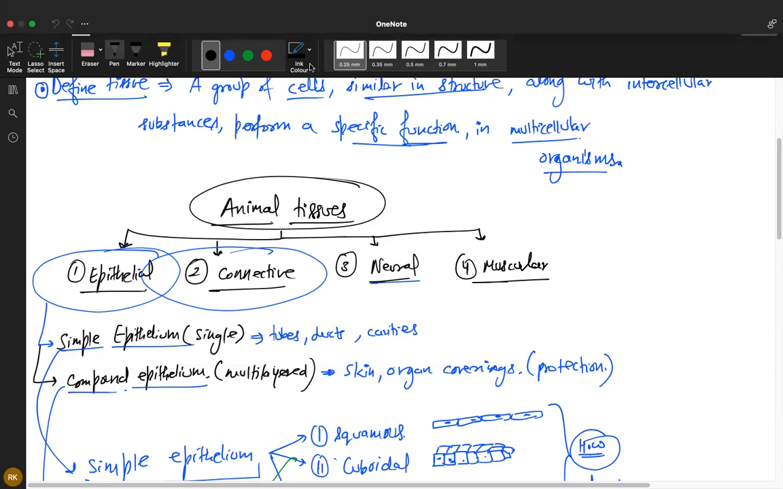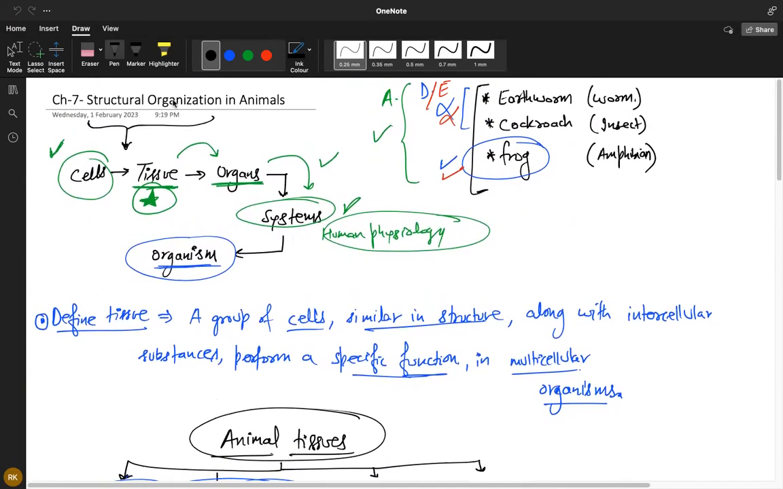Okay, Jania, for chapter 7, can you tell me what is your syllabus status? Is this chapter also deleted for you and just frog is coming as the model system, or what is the status? Accordingly, we can decide.